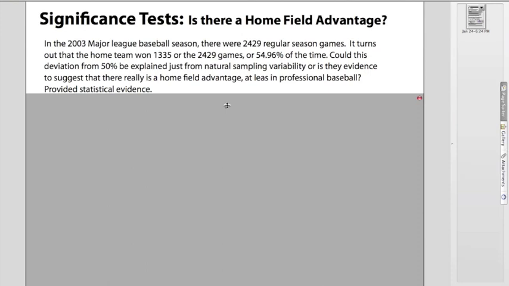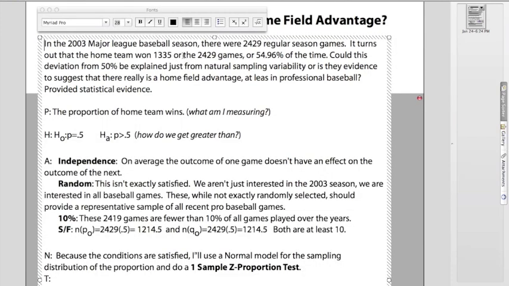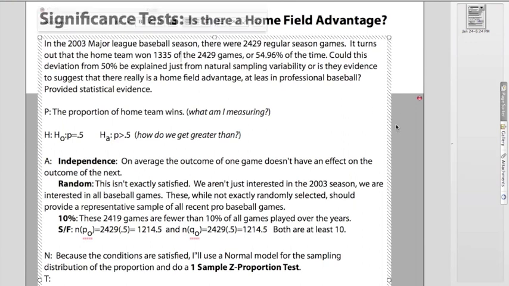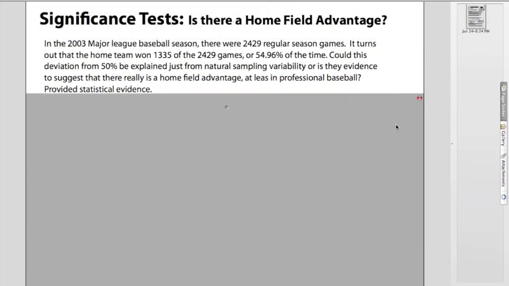team actually won 1,335 of the 2,429 games, which would equivalently be 54.96% of the time. Okay, the question is, could this deviation from 50% simply be natural sampling variation?